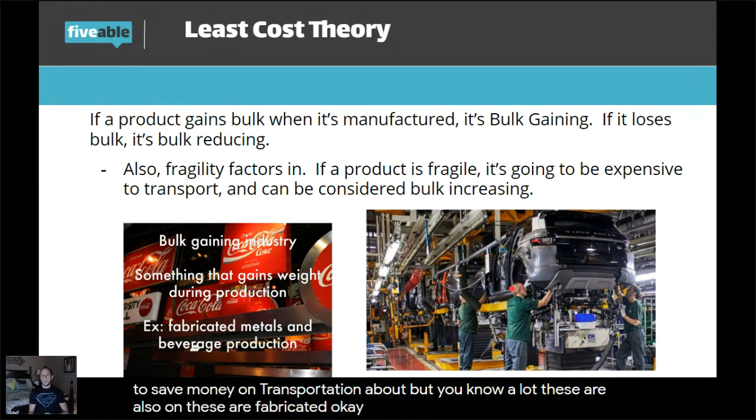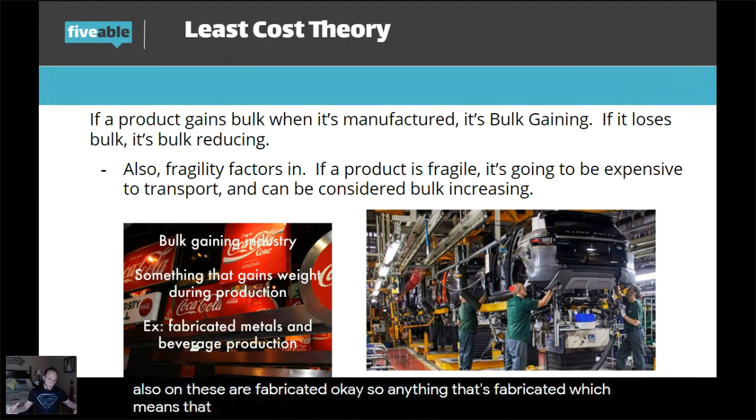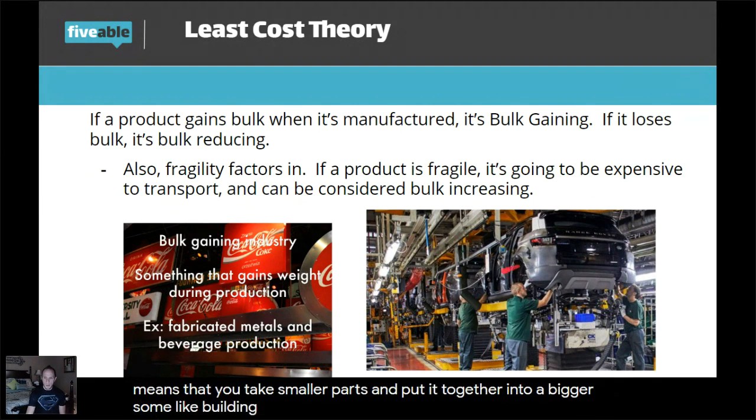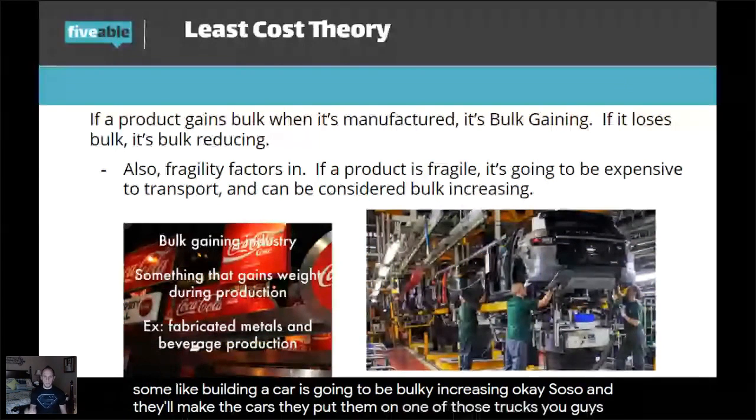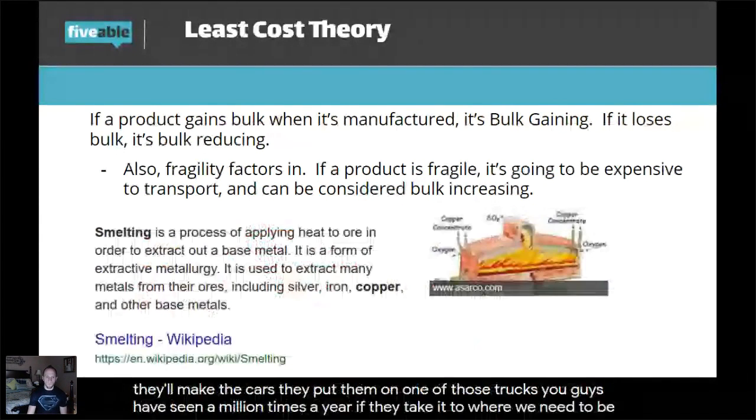Okay, so anything that's fabricated, which means that you take smaller parts and put it together into a bigger sum, like building a car, is going to be bulk increasing. They'll make the cars, they put them on one of those trucks you guys have seen a million times on the interstate, and take it to wherever it needs to be to get it sold.